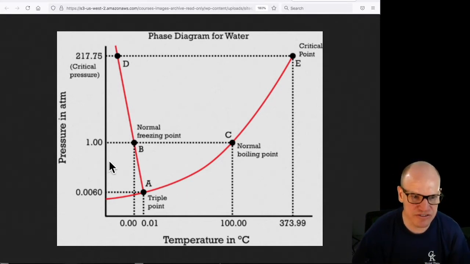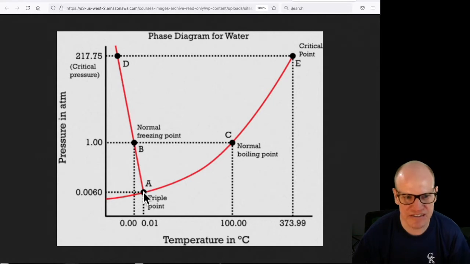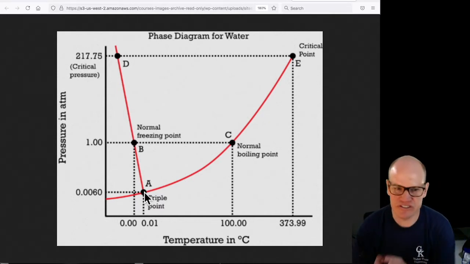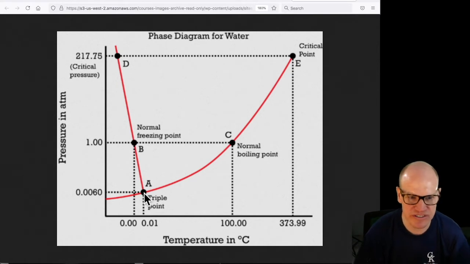You have solid phases over here, you have the liquid phase in the middle, you have the gaseous phase over here, and you reach the triple point where water can exist as a vapor, a liquid, and a solid at the same time in equilibrium. And so there's only one set of physical conditions in the whole universe where water can do this, and that's the triple point.